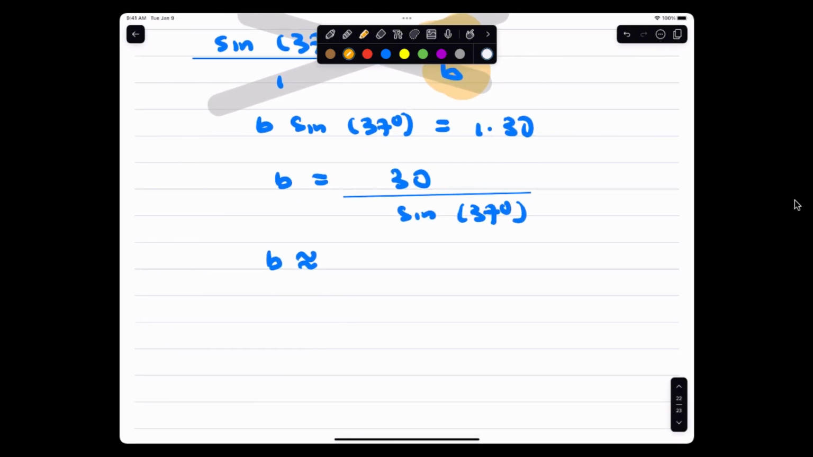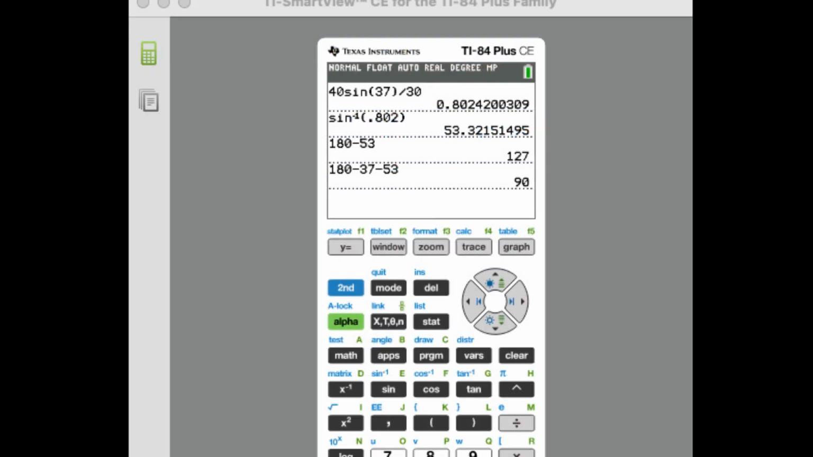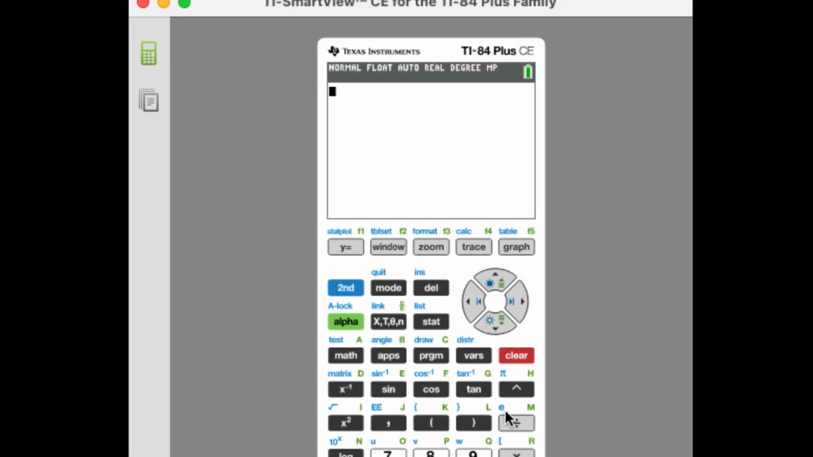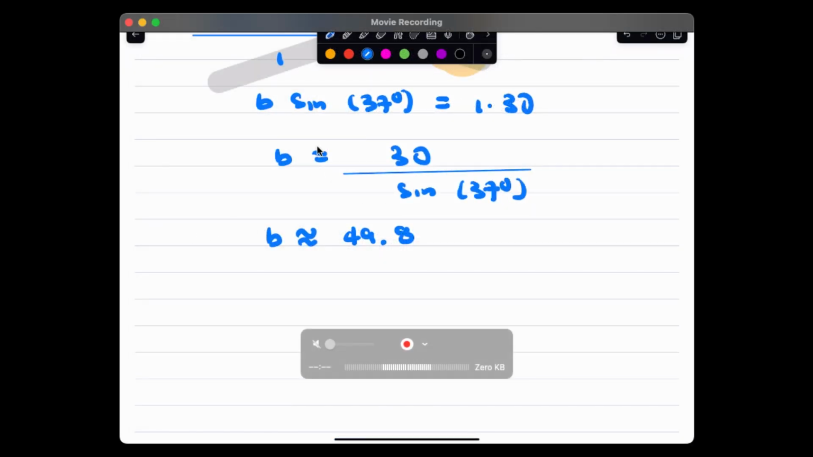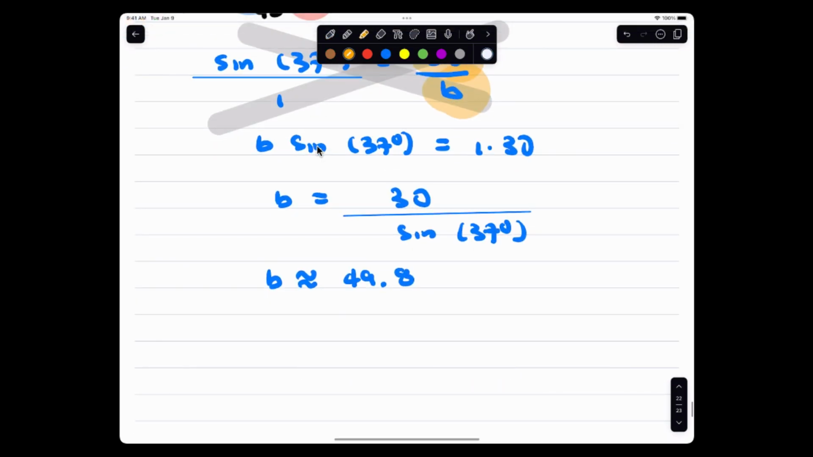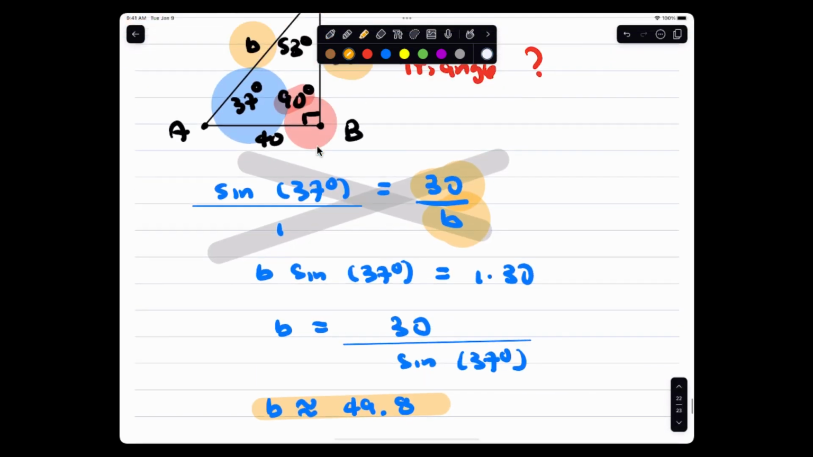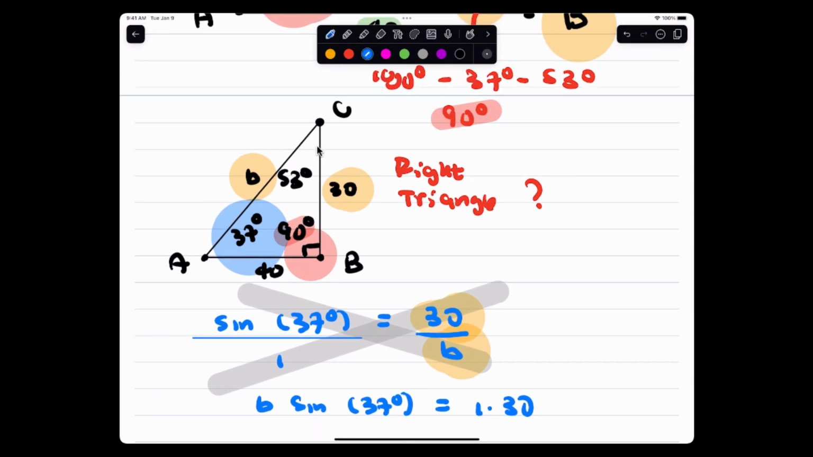Solving for b. Now we get to look at the TI. 30 divided by sine of what? 37. What do you guys end up with? Go to the nearest tenth. For sides, I like to go to the nearest tenths. What's that going to be? 49.8. So for angles, I like whole numbers. Sides, I like what? Tenths. So we got little b, 49.8. Okay, so that's going to be up here. And ladies and gentlemen, yeah, we solved for the triangle there.